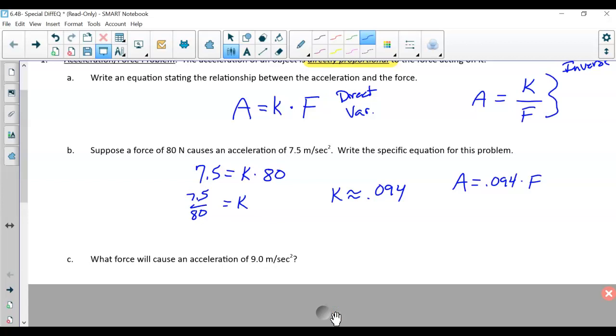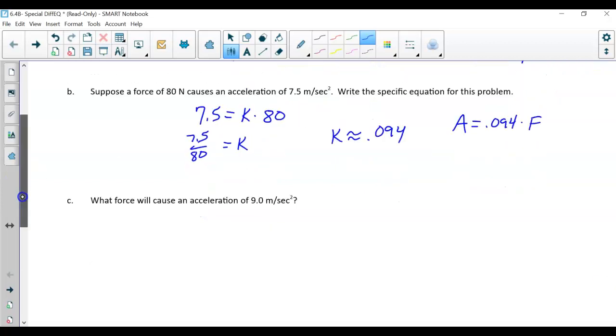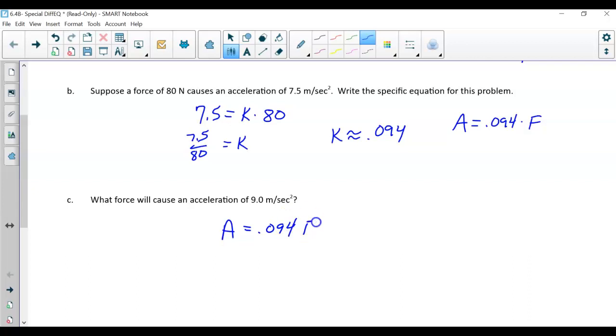And then they're going to have you work with it a little bit, and that is: what force would cause an acceleration of 9 meters per second squared? Well, here is my acceleration. That's going to equal 0.094 times my force. So if my acceleration is 9.0 meters per second squared, my constant of variation is 0.094. That means my force is going to be basically equal to 96 newtons. Okay? And again, I didn't use any calculus for this problem.